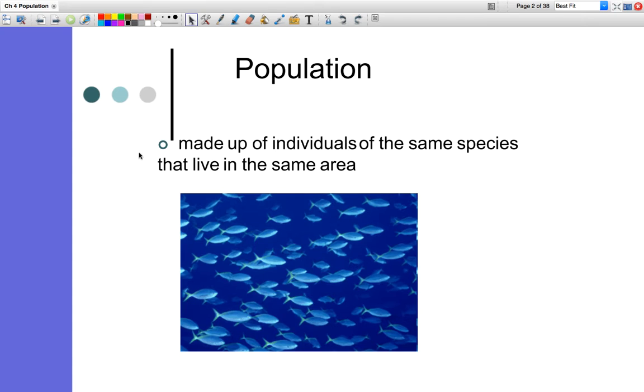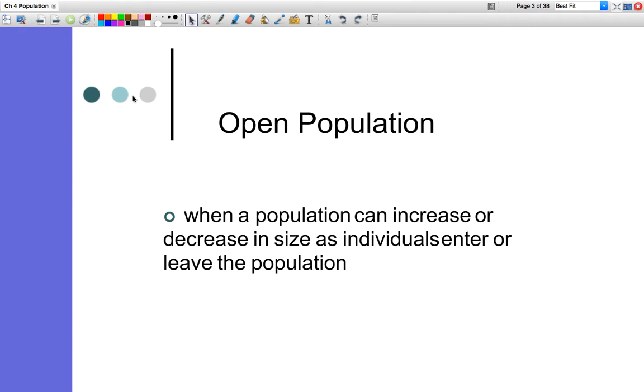Population. A population is made up of individuals of the same species that live in the same area. We've talked about this earlier in our ecosystems chapter, and this is just a reminder of that definition. Now we're going to get a little bit more specific as to two different types of populations.